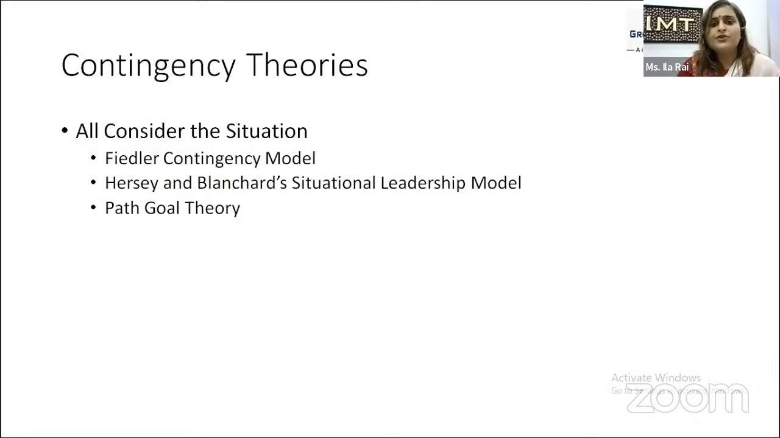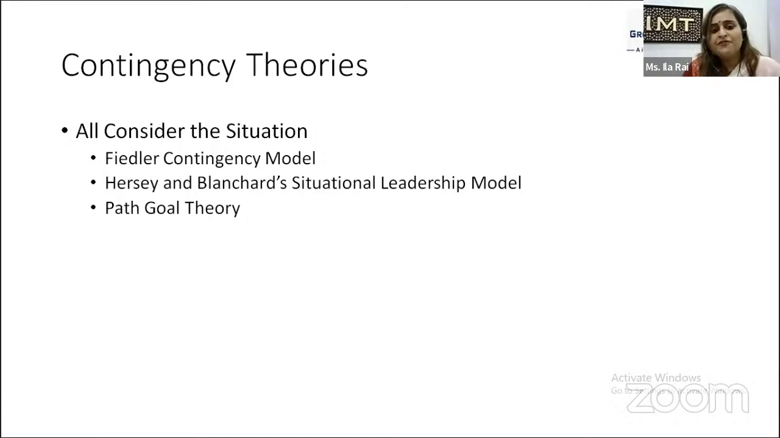The third type of theory in leadership theory is contingency theory. Contingency theory works on a situation basis. So there are certain situations which give birth to leaders. It says that leaders are neither born nor made, they arise because of situations.